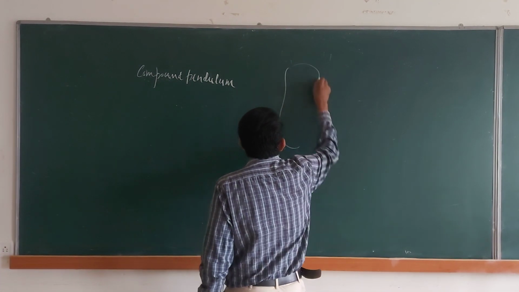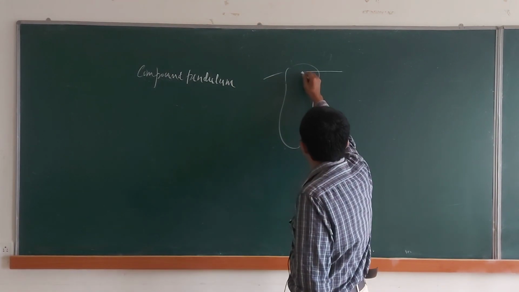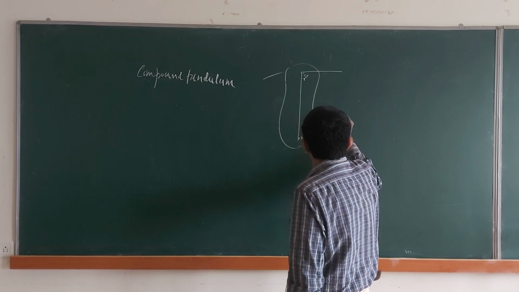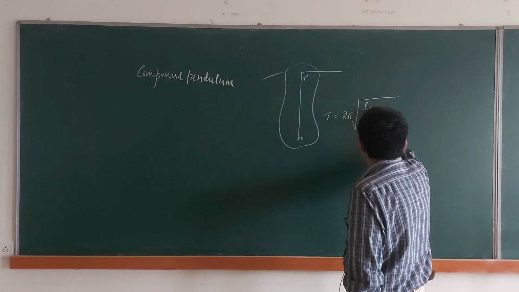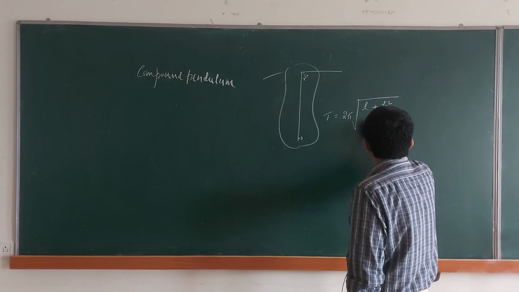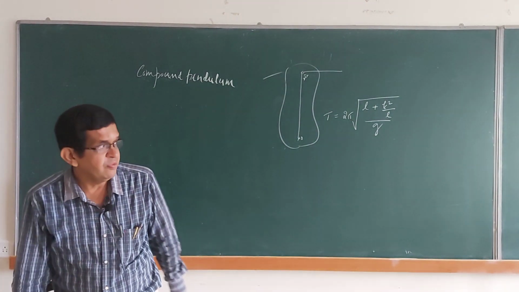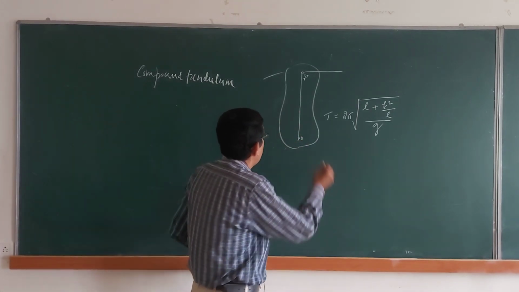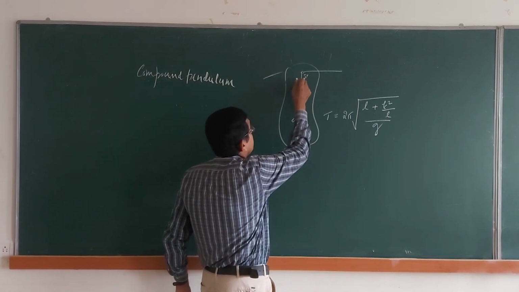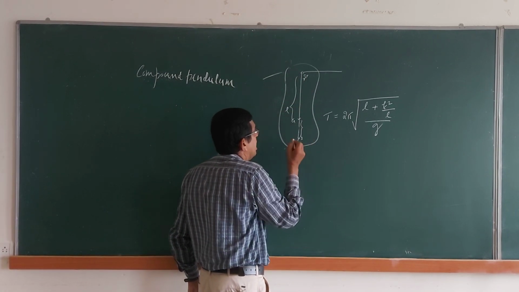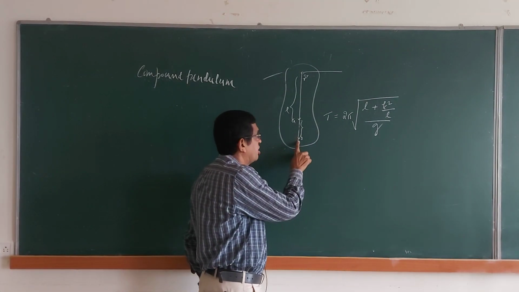Therefore, if this is the pendulum and it is made to oscillate about a horizontal axis, the period of the pendulum is given by T equal to 2 pi into square root of (L plus k square by L) divided by g, and this is the equation we derived. The body oscillates with respect to the center of suspension at a distance L, and there is another point on the other side of the center of gravity, and that point is the center of oscillation.